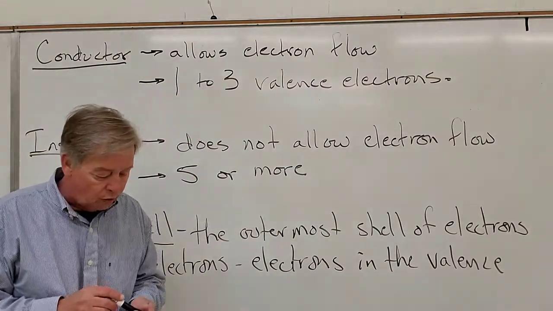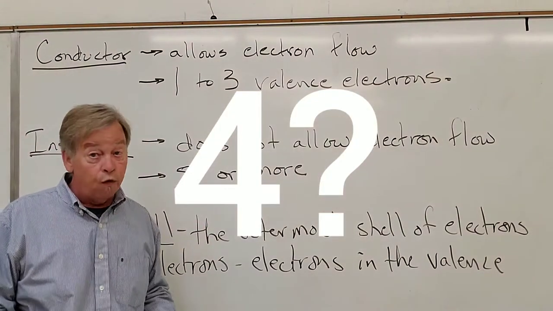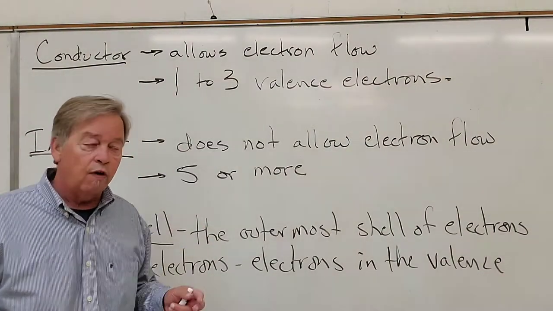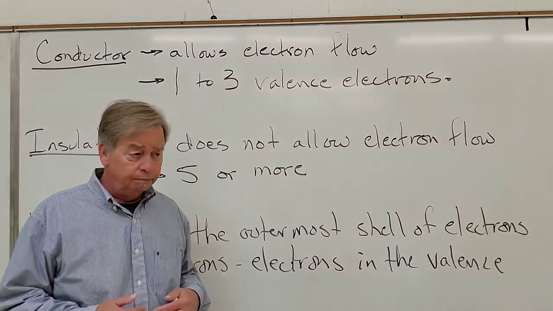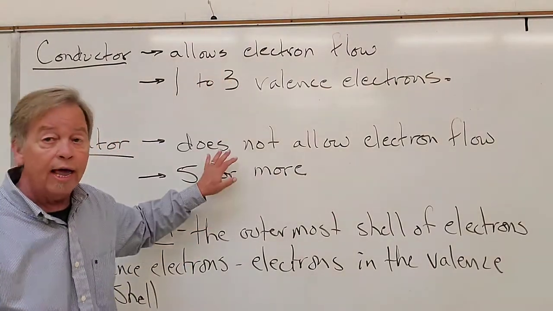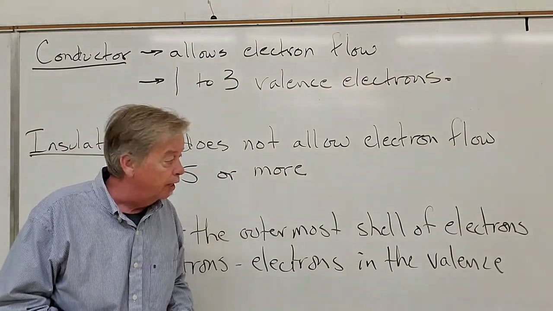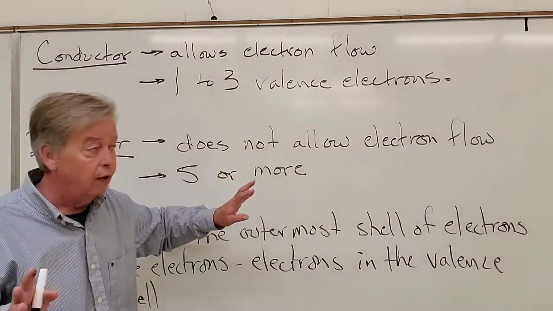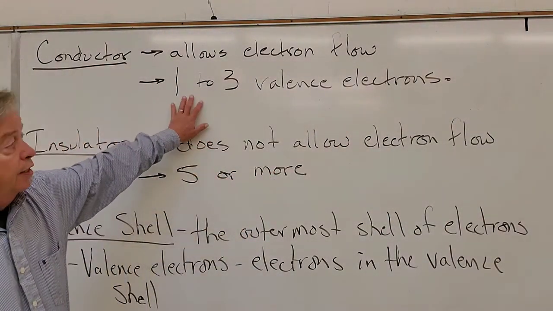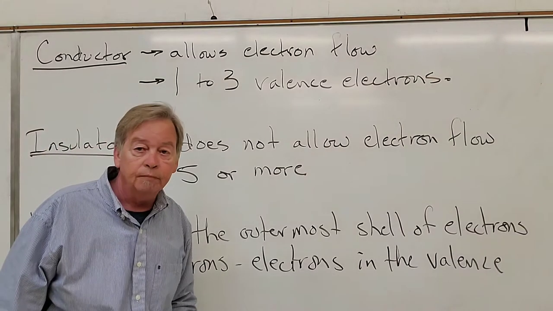Now, this always generates a question. Well, I got 1 to 3, I got 5 or more, how about 4 valence electrons? Well, 4 valence electrons falls into its own category called semiconductors. They will either act as a conductor or an insulator, depending on certain conditions, okay? So semiconductors we're not going to talk about yet. We've got a couple of terms on that coming up. But conductors 1 to 3, insulators 5 or more, okay? Get this copied.